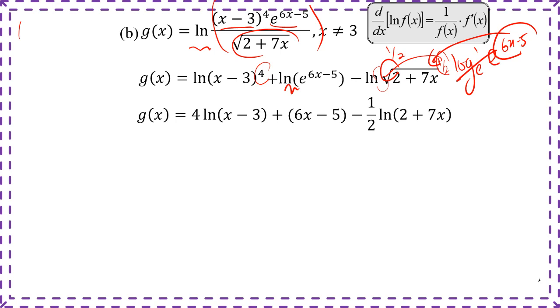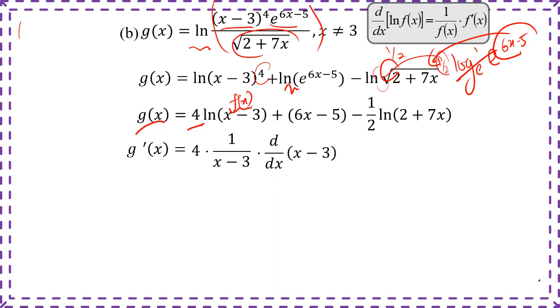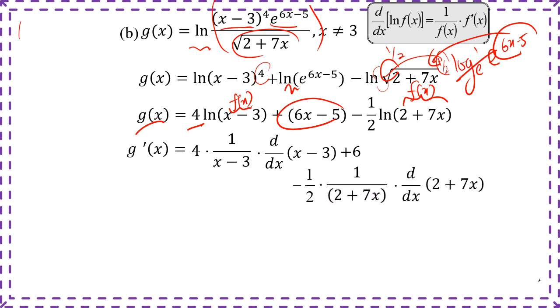So this is g(x). The next step, differentiate g(x), we get g prime x is equal to 4 as the coefficient. So write down 4. And then the formula will be, everything inside the bracket will be the f(x). So 1 over f(x), x minus 3. And then differentiate the f(x). And then differentiate 6x minus 5. So differentiate 6x, we get 6. Differentiate minus 5 will be 0. And the last term, negative 1 over 2 will be the coefficient. And then the log of 2 plus 7x will be the f(x). So 1 over f(x), which is 1 over 2 plus 7x, and differentiate the 2 plus 7x.